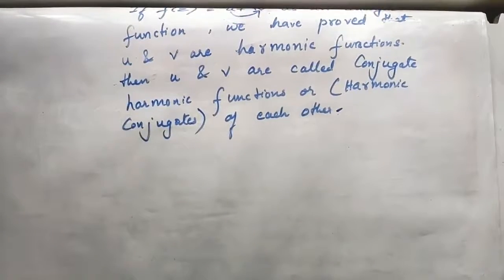Once again, you will be given either the real part or the imaginary part, and you will be asked to prove that it is harmonic first. Then hence find its harmonic conjugate, and hence the analytic function f of z. They may ask you like that. So in that case, how will you solve such a problem? Let's see how to work with that type of problem.